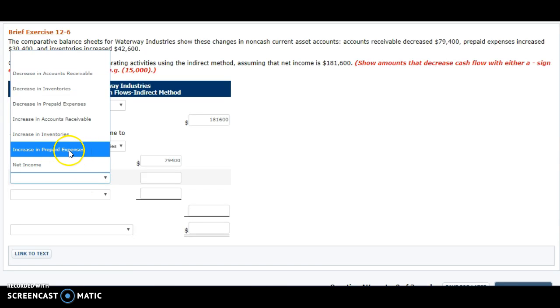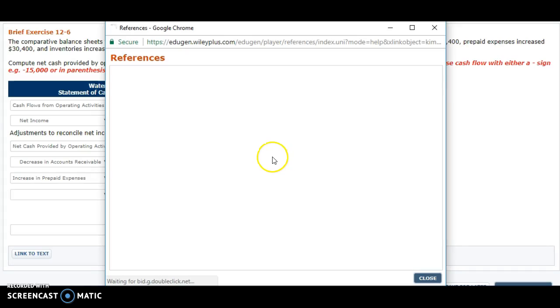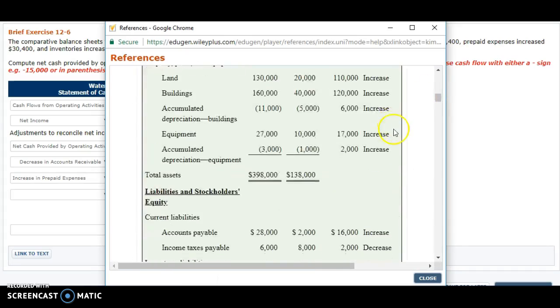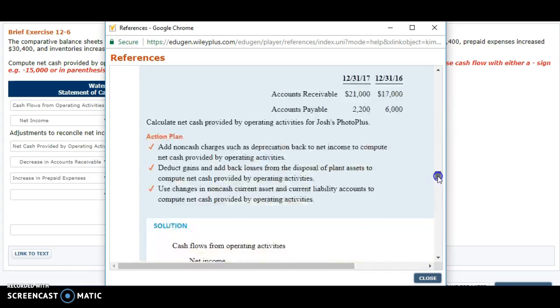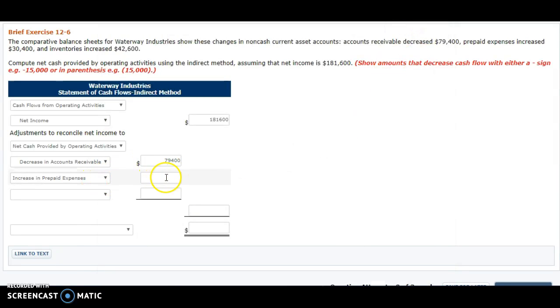And then there was an increase in prepaid expenses. So we're going to enter increase in prepaid expenses. Let's show the source. So we go here, and we'll see that increases in prepaid expenses are negative. And if it was a decrease, then it would be positive. So the increase in prepaid expenses will be negative 30,400.